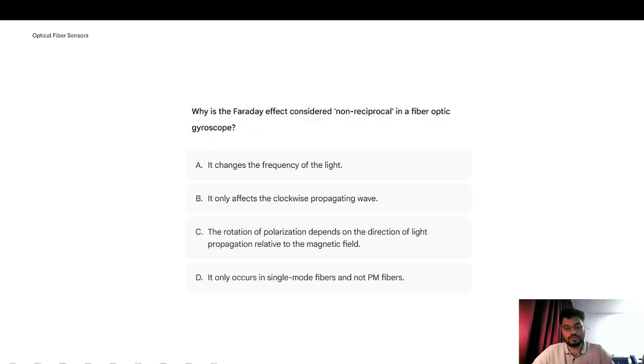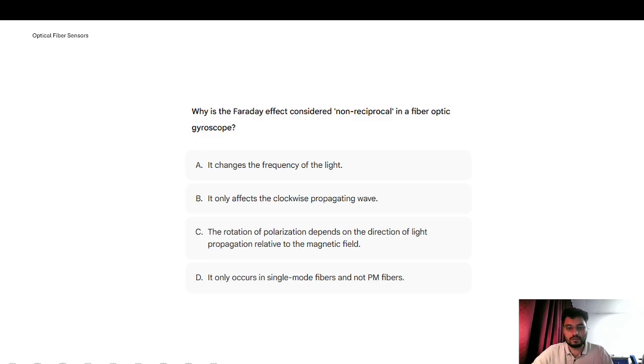Going towards the last question, why is the Faraday effect considered non-reciprocal in a fiber optic gyroscope? Option A is it changes the frequency of the light. B, it only affects the clockwise propagating wave. C, the rotation of polarization depends on the direction of light propagation relative to the magnetic field. And the last one is it only occurs in single mode fiber, not PM fiber.